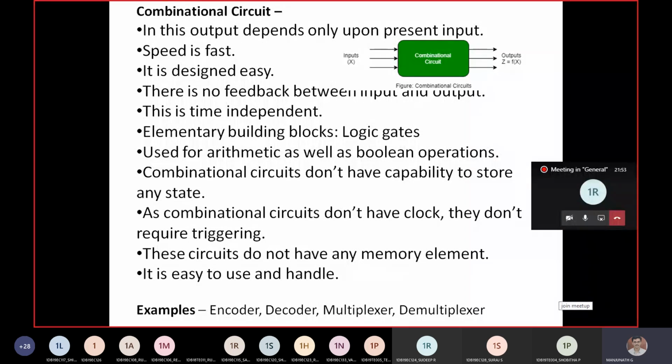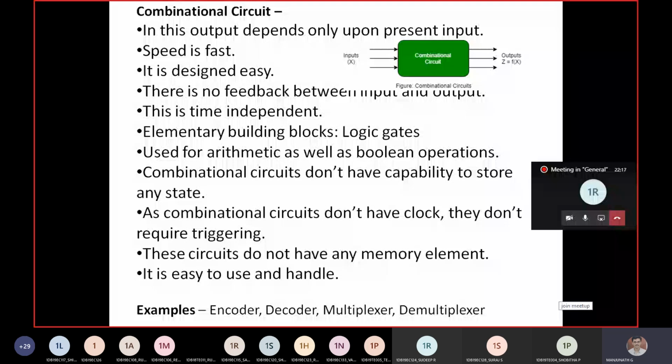So the elementary blocks in combinational circuits are called logic gates. In the case of sequential, it depends upon latches and flip-flops. Combinational circuits are mainly used in arithmetic and Boolean operations. And there is no storage element here, so you can't store things. That is the drawback of combinational, which you can overcome in sequential.